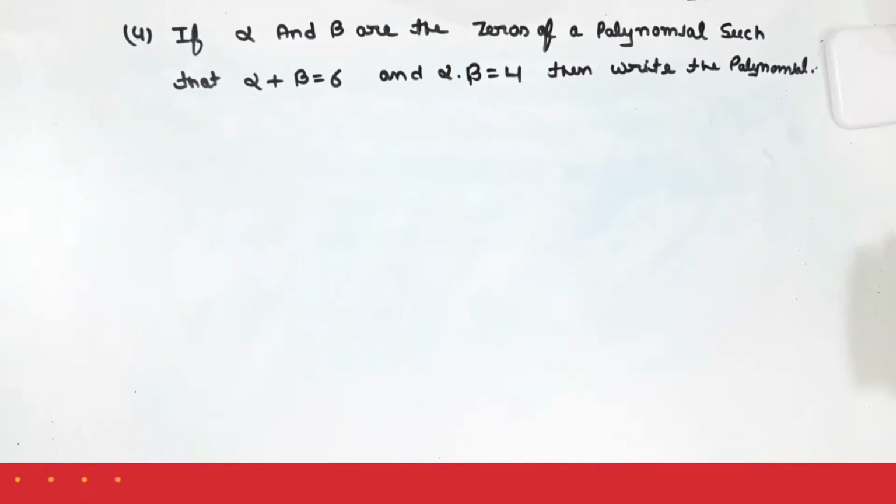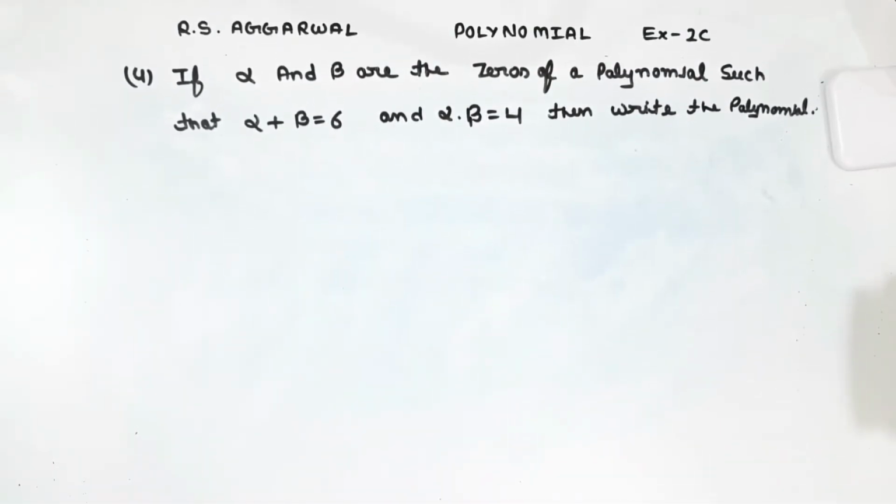R.S. Agrawal, chapter Polynomial, exercise 2C, question number 4. In question number 4, we are given that alpha and beta are the zeros of a polynomial such that alpha plus beta is 6 and alpha into beta is 4, then write the polynomial.